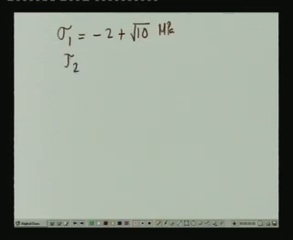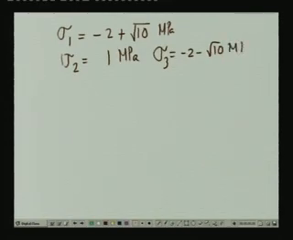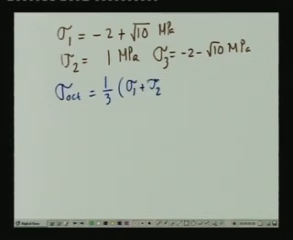So, we have sigma 1 as equals to minus 2 plus root over 10 MPa as the maximum principal stress. Then we have sigma 2, the second principal stress, as 1 MPa, and sigma 3 as equals to minus 2 minus root over 10 MPa. Now, as we have seen in the beginning itself that the value of sigma octahedral is equals to 1/3 of sigma 1 plus sigma 2 plus sigma 3.